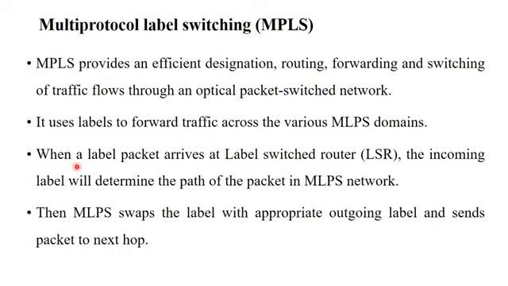When a labeled packet arrives at a label switched router, the incoming label determines the path of the packet in the MPLS network. Then MPLS swaps the label with the appropriate outgoing label and sends the packet to the next hop. So this works almost similar to optical packet switching.